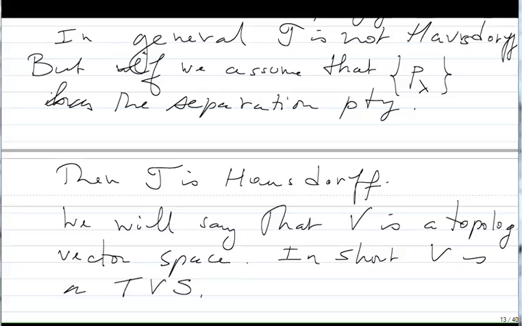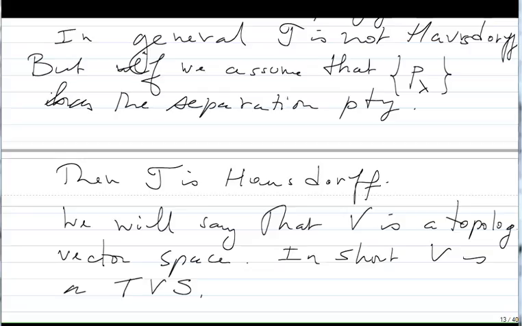Seminorm do not, because you can have a topology, but it's not a Hausdorff topology. It does not separate because we fail to have P of V equals 0 implies V equals 0. And now what we do in some cases, when you have a family of seminorms that has this separation property, then the topology generated by all of them is a Hausdorff topology. Okay?